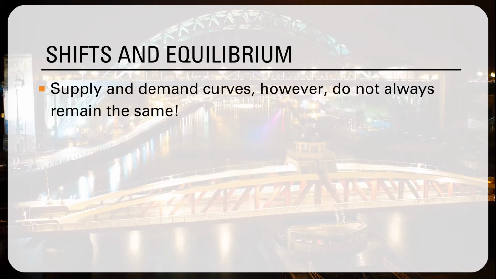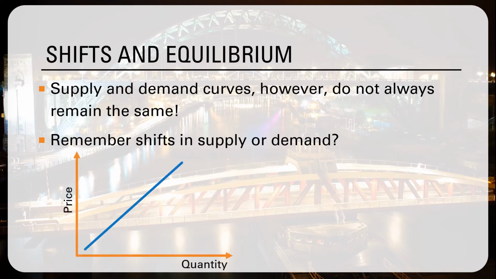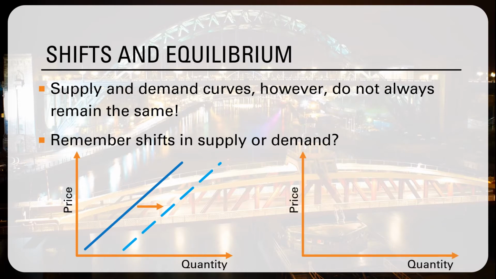Supply and demand curves, however, do not always remain the same. We've seen this in the supply modules, and in the demand modules. We can have shifts in supply and we can have shifts in demand. So if we've got a supply curve here, remember that it could shift to the right. And the demand curve could also shift to the right. We've got various factors that shift the demand and the supply curve. Please refer to your notes from the supply and demand module because we'll not be discussing how these things shift. We'll just be applying these shifts.